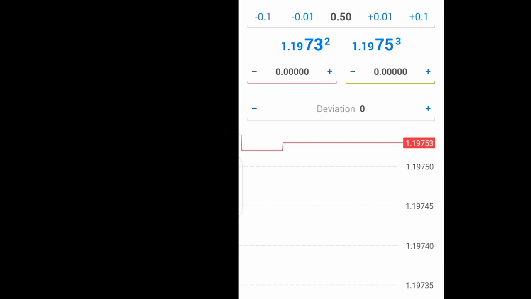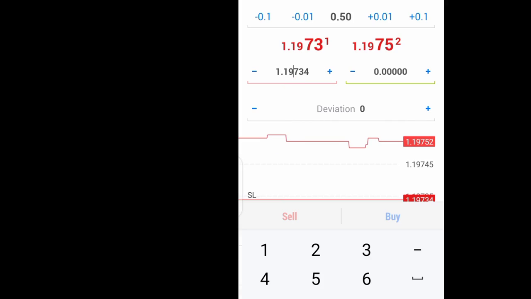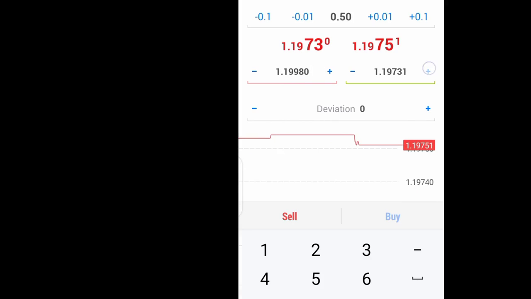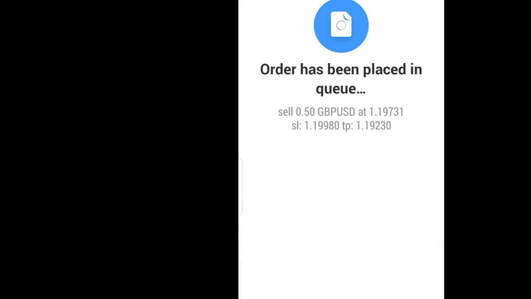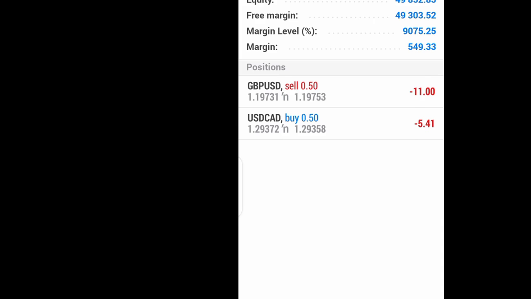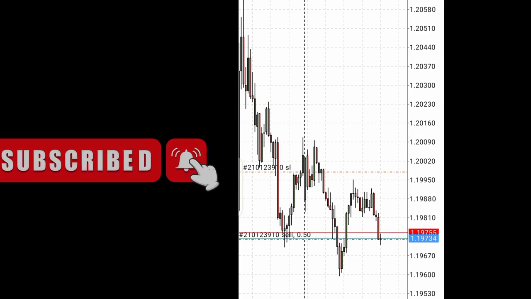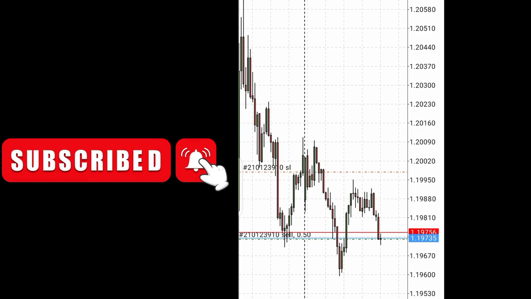So 50 pips from the current price down will be around 1.1923. Let's place our trade. So here is the stop loss. It will be above, and the take profit is 1.1923. That is a 1:2 risk reward ratio. So here it is. My stop loss is above. I did not just put it anywhere, but I put it above this recent lower high. So that is how you set your take profits and your stop loss in a trade.